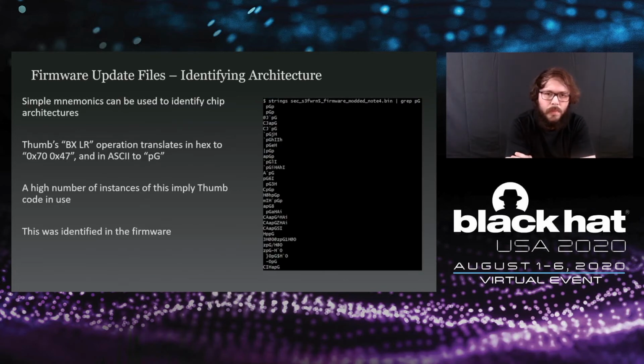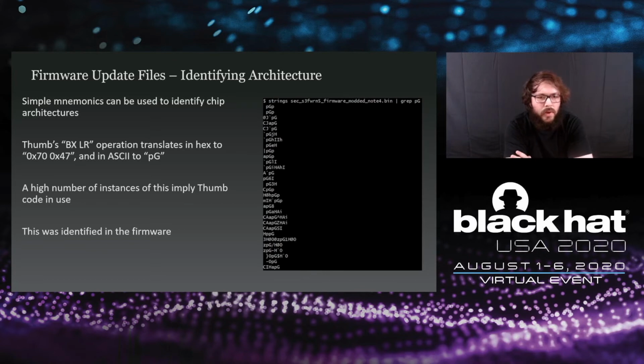There's a way to identify this quite quickly just by using a simple mnemonic. If you run strings on a firmware update that's unencrypted and search for the characters lowercase p and uppercase g, you'll quickly find that a lot of these get dumped out if it is using Thumb code, which is the shortened architecture used by ARM.